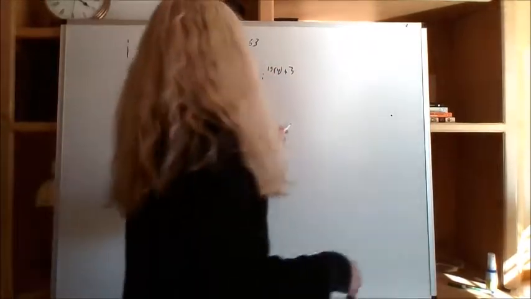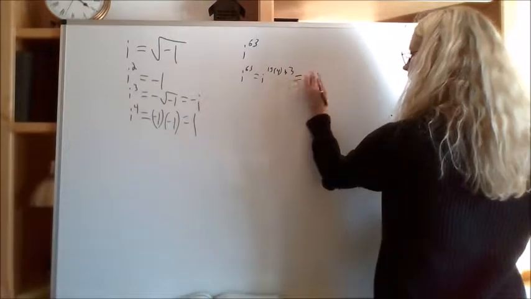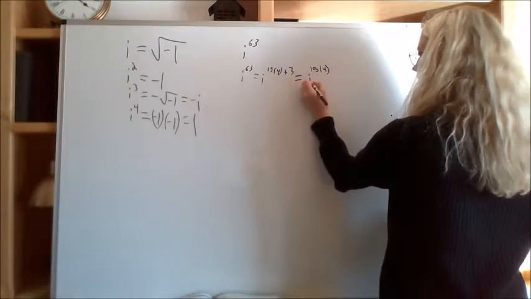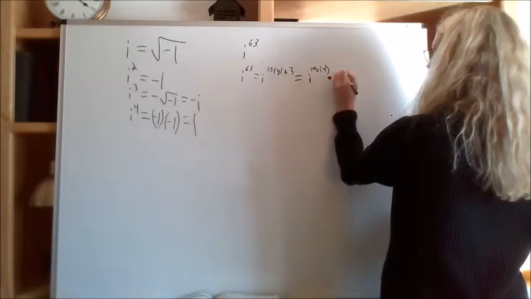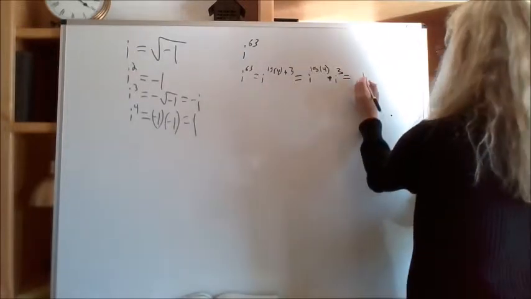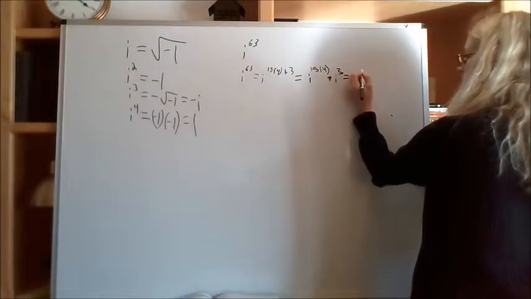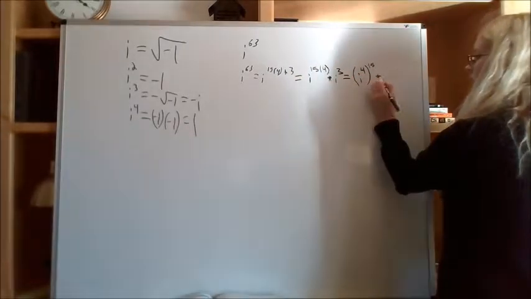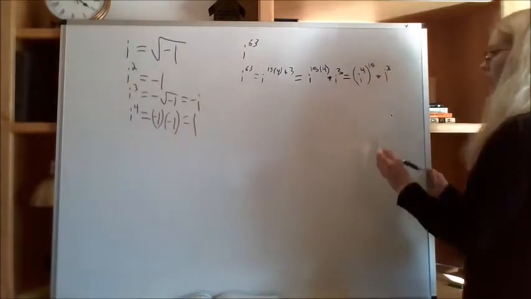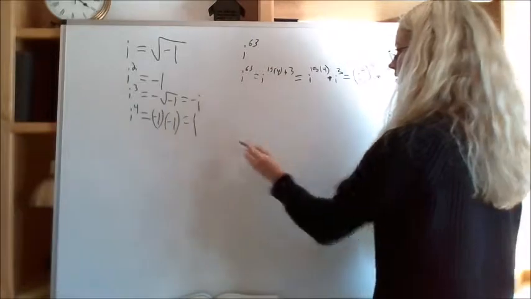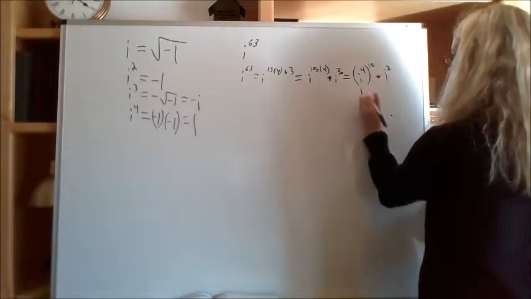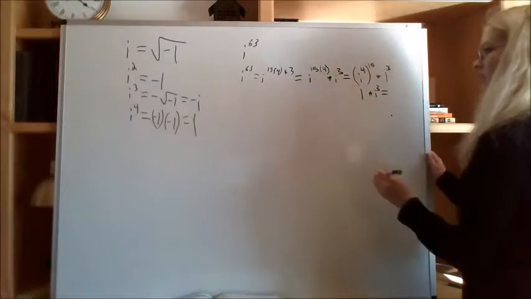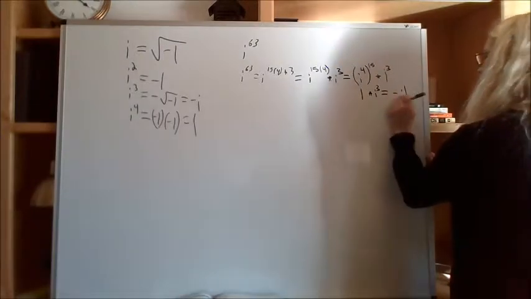So we know that this means we have i to the 15 times 4 times i to the third, which we know from our exponent laws is i to the fourth to the 15th power times i to the third. And we know that i to the fourth is 1. So 1 to the 15th is just 1 times i to the third. So we know that this equals -i.